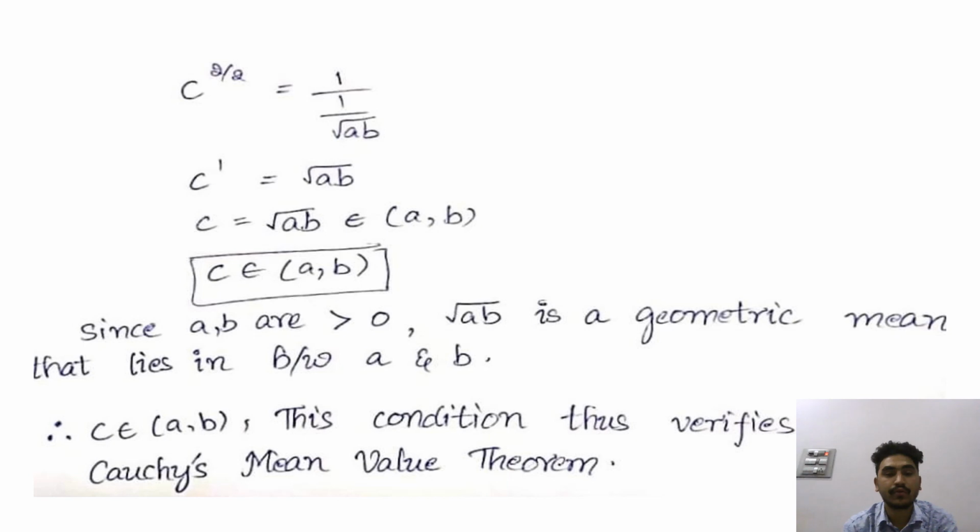c is equal to root ab, which belongs to (a, b). Since a and b are greater than 0, root ab is the geometric mean that lies in between a and b. So c belongs to (a, b). This condition thus verifies Cauchy's mean value theorem.